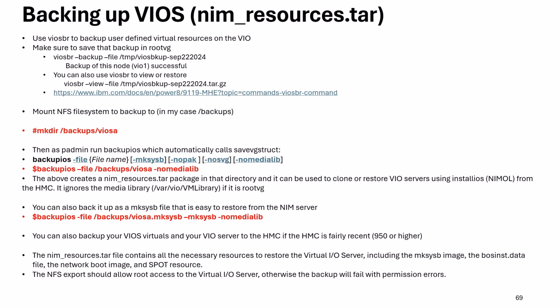Now, additionally, you want to take a makesysb type backup of your VIO server. So I mount my backups directory, and then I run the backupios command. And if I just run the backupios command, and I always put -nomedialib because I don't want the media library backed up, it can make for very, very large makesysb images. So this will create a NIM resources tar package, and that can be used to clone or restore VIO servers using installios from your HMC. So you would then load that file to the HMC and restore from there.